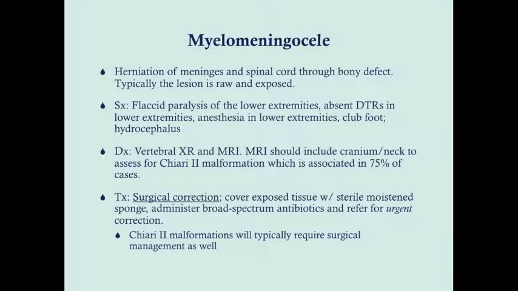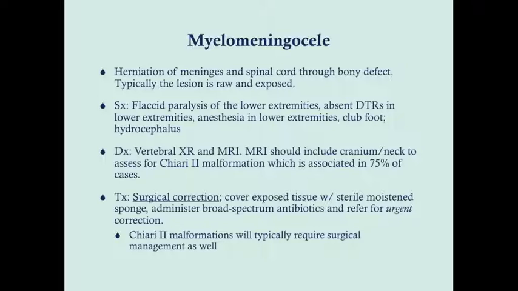A myelomeningocele is a herniation of the meninges and the spinal cord. So there's spinal cord in that herniation as well, and this makes it a little more tenuous. And typically the lesion is going to be raw and exposed, and so that makes it more problematic because you have a risk of meningitis.